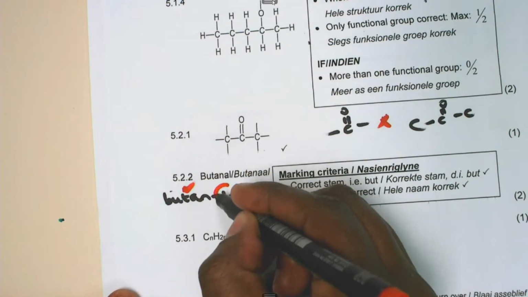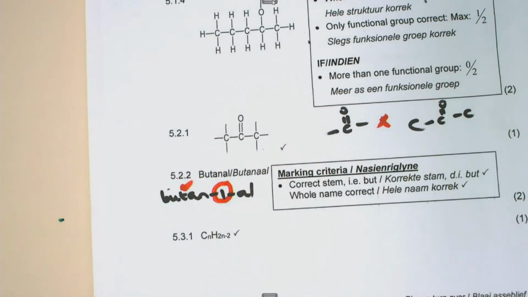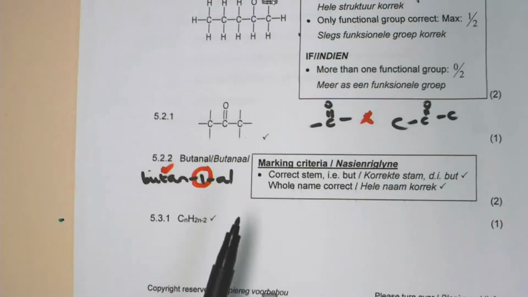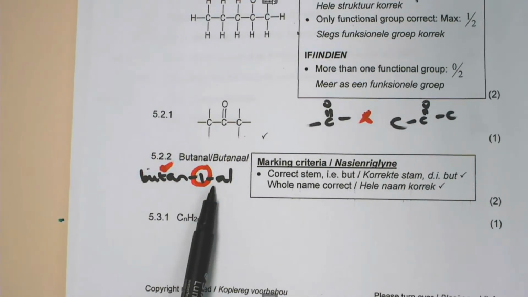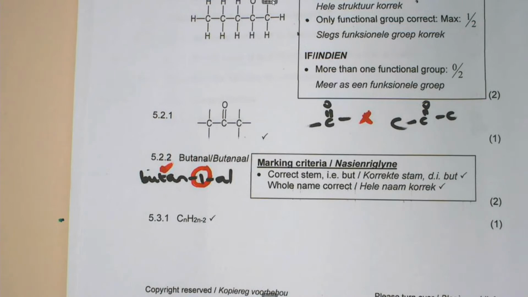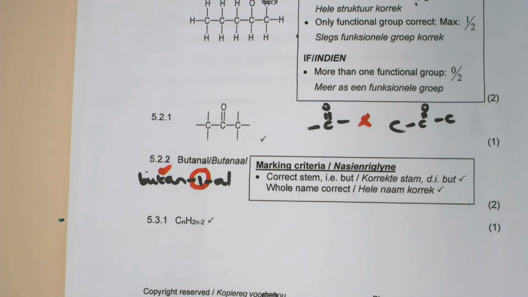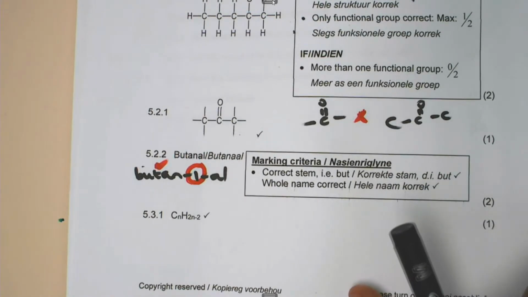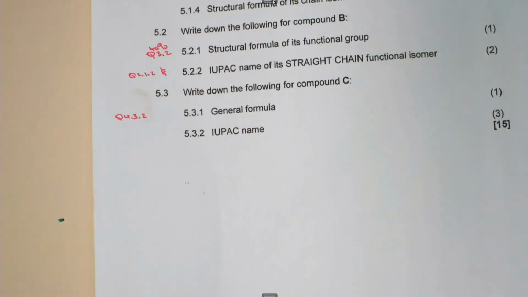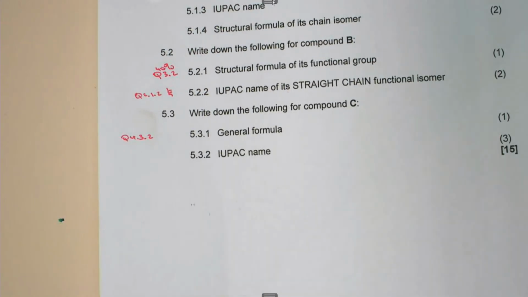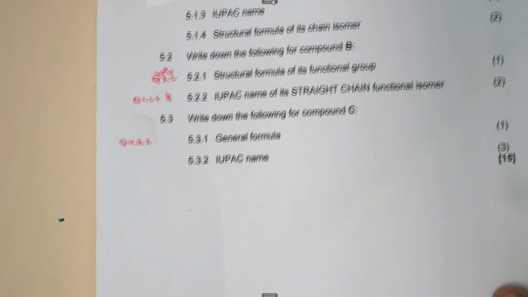But because of the 1, remember, for the aldehydes, we don't show the functional group because the functional group of an aldehyde will always be on carbon 1. Therefore, because of that one, you'll penalize 1 mark. So the learner will only get 1 out of 2. And please, colleagues, let us ensure that we do that. So it's 1 mark for the stem, which is but, and then if everything else is correct, it's butanal, the learner will get 2 marks. And then 5.3, write down the following for compound C.